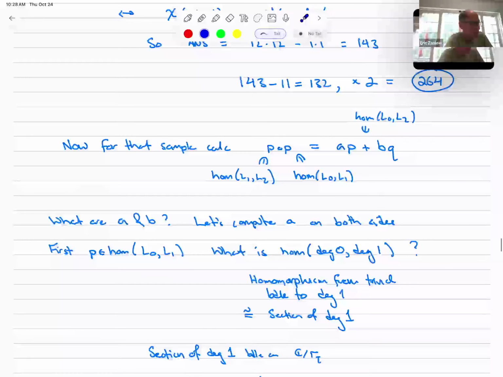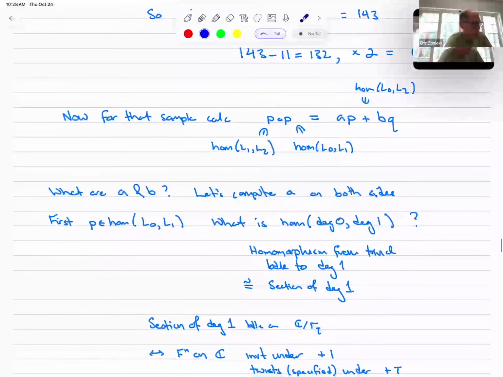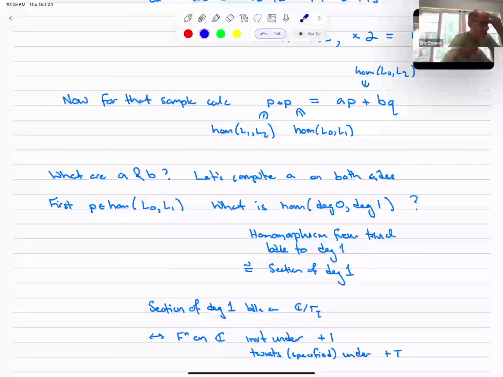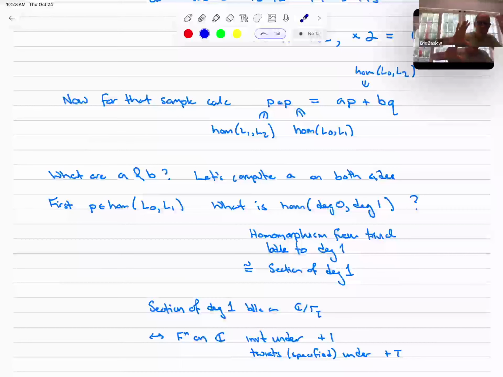Okay, so what is a section of a degree 1 bundle on C quotiented by a lattice? It's going to be a function on C. So think of C mod the lattice, and lift that up to C. Then I just get a function on C.